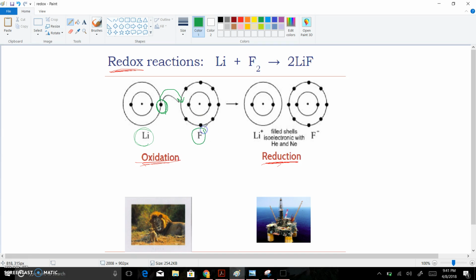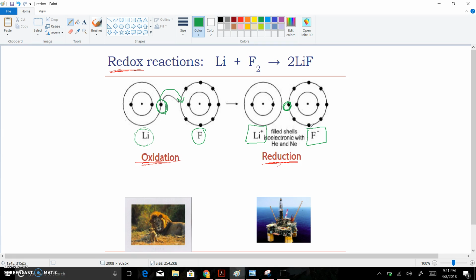Fluorine's totally fine with that. He's highly electronegative, and he would love to take them on. So now that electron lives right here with fluorine. It no longer lives with lithium. Because lithium lost an electron, it lost a negative thing, so it has a +1 charge. Because fluorine gained an electron, it has one extra negative electron, so it is an F1-.